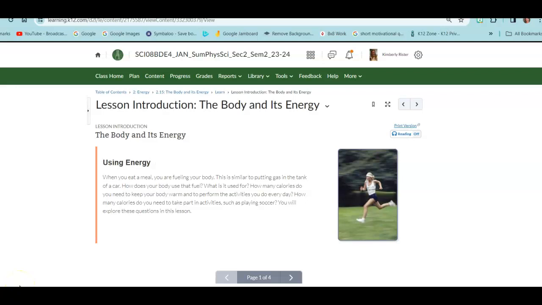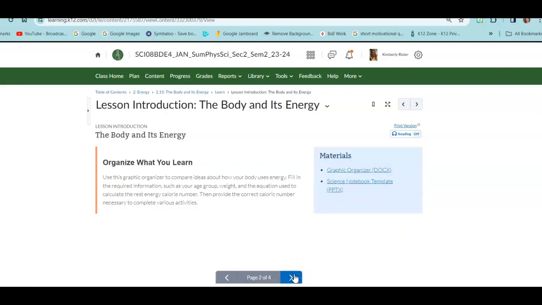As we get started with the lesson introduction, we're talking about using energy. When you eat a meal, you're fueling your body, and this is similar to putting gas in the tank of a car. How does your body use that fuel, and what is it used for? How many calories do you need to keep your body warm and to perform the activities you do every day? How many calories do you need to take part in activities such as playing soccer? You'll explore these questions in this lesson.